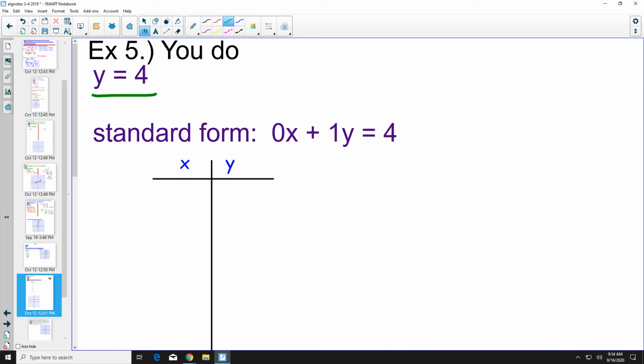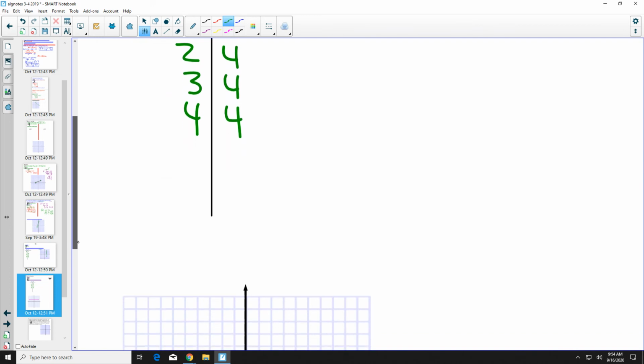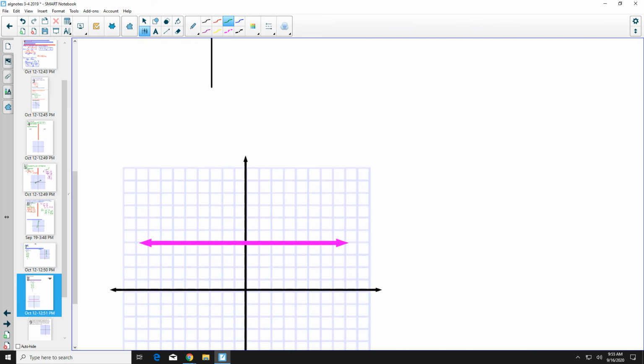Okay, so let's see how we did. Y is always 4. So you're always putting 4 in for y. X can be whatever numbers you want. Negative numbers, positive numbers, it doesn't matter. So those are some of the points on the line. So if we look at our line, (1, 4), (2, 4), (3, 4), (4, 4), this would be a horizontal line where your y values are always 4.